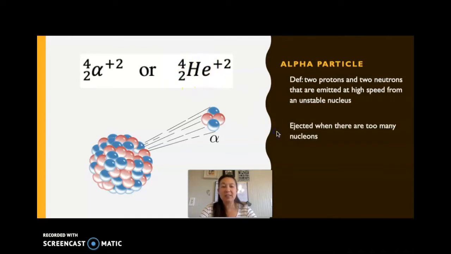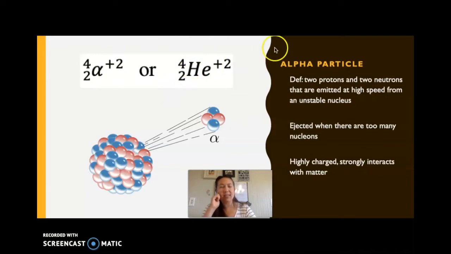Now, this is a highly charged particle. That means it strongly interacts with matter. With this 2 plus, because it's taking away 2 protons from the nucleus, that makes the parent nucleus negatively charged. When we write out decay equations, however, feel free to drop this charge on the top right-hand side. Feel free to drop that so we're not trying to keep track of too many things at once.